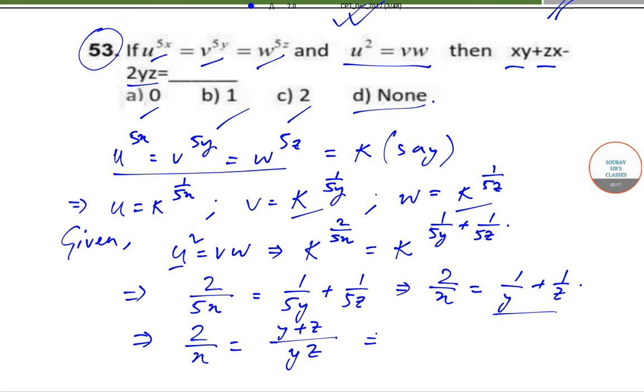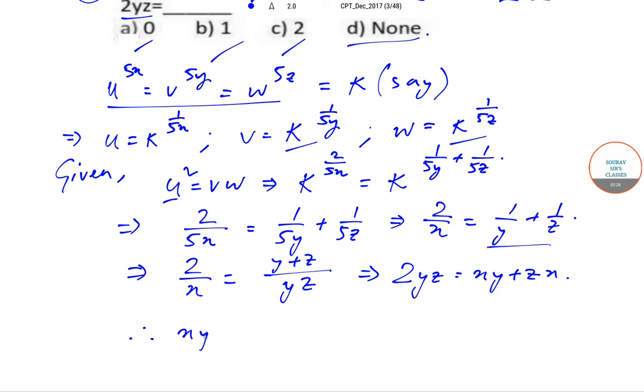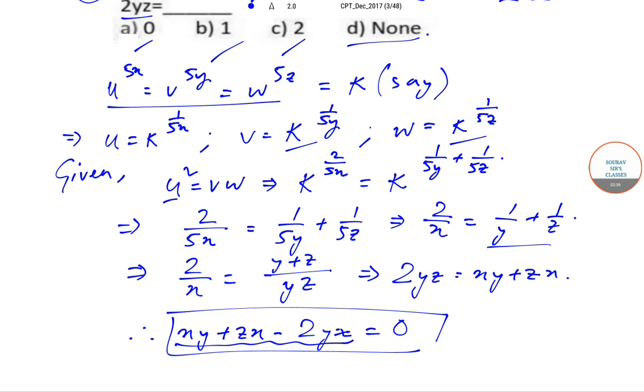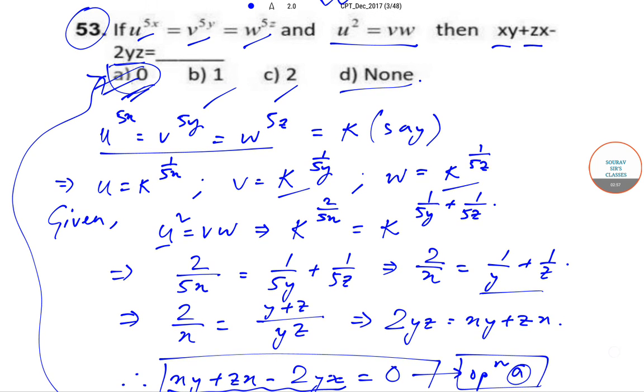This is the structure. So that implies if we cross multiply, then we get twice of yz is equal to xy plus zx. So that implies that xy plus zx minus twice of yz is equal to 0. And we are supposed to find out the value of this expression. So I found out that the value of this expression is equal to 0, which is the option A. So option A over here is the correct option. Now let us move on to the next question.